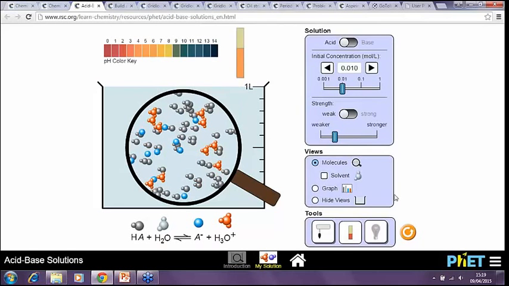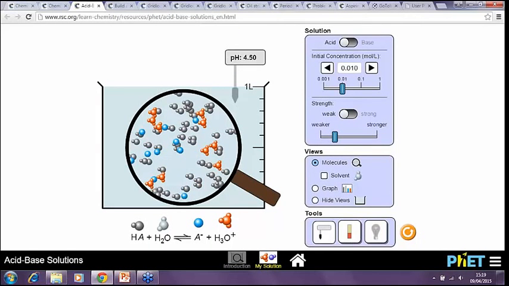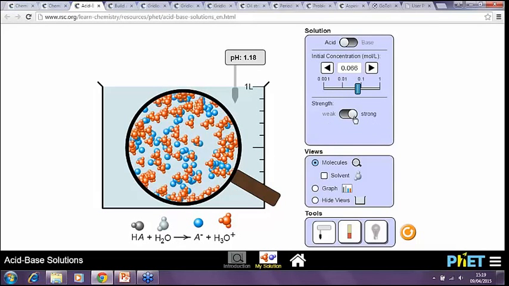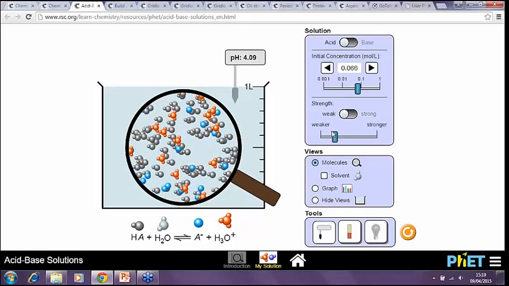Again, you can use the pH probe, you can use the litmus paper, you can see if it conducts electricity, but on this one you have a lot more control. So you can set your own concentration. You can do that using the slider here or by clicking. You can change the strength, or you can slide it and make it a bit stronger, a bit weaker.